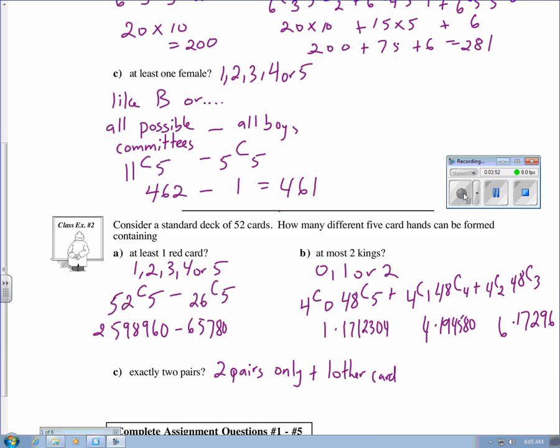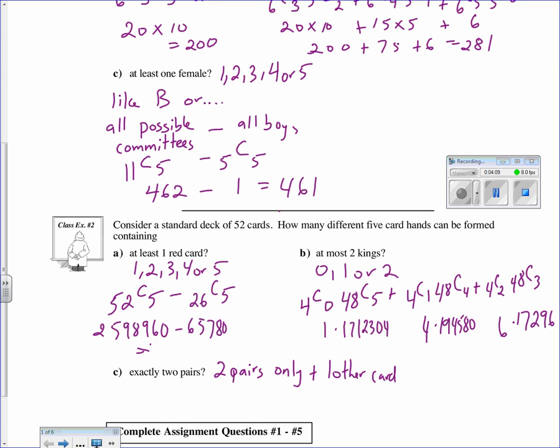I have my multiplication set up. Now I have to do the subtraction. 52 choose 5 was 2,598,960. And I have to subtract the selection of cards that would all be black. That's a result of 65,780. At most 2 kings is a selection of OR, so that's why I had to add.